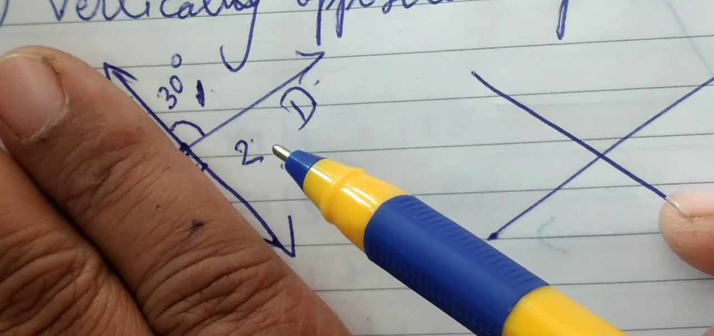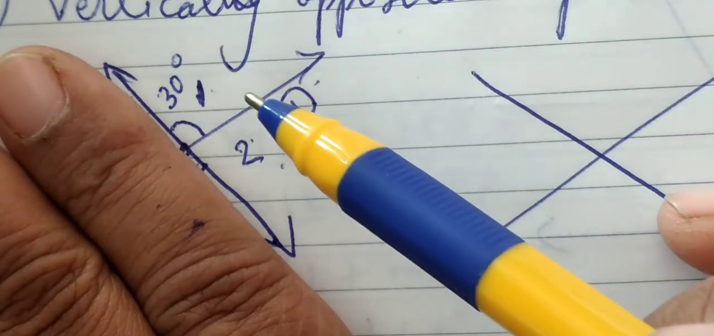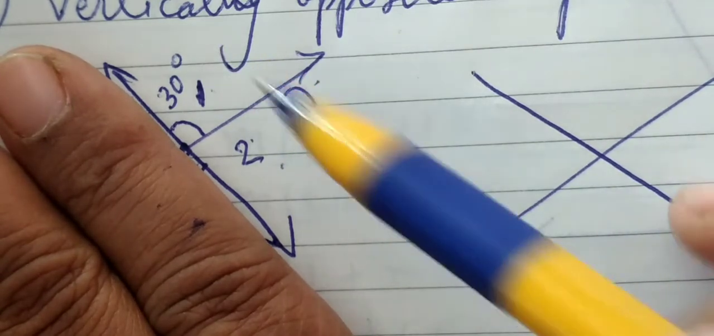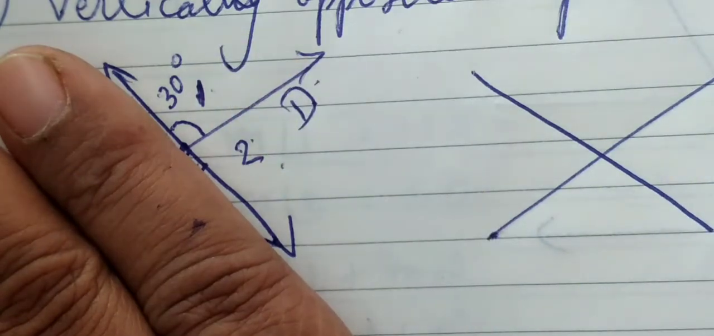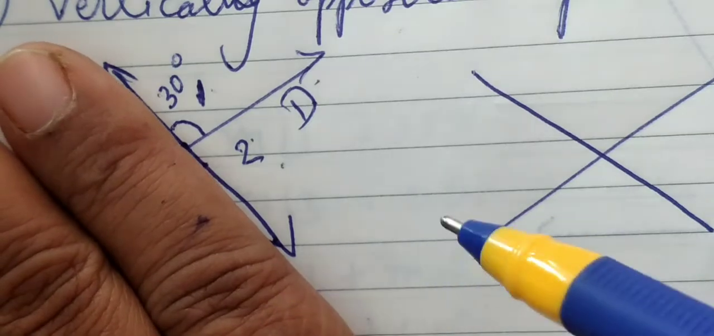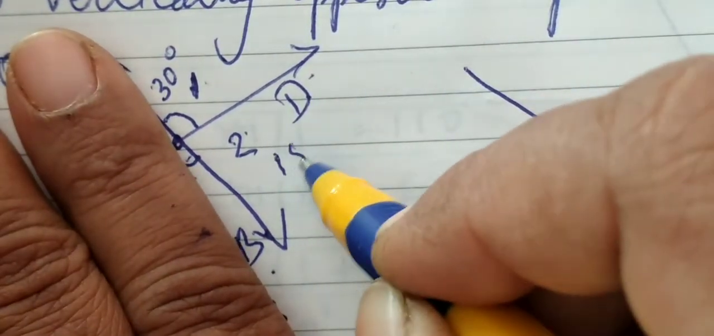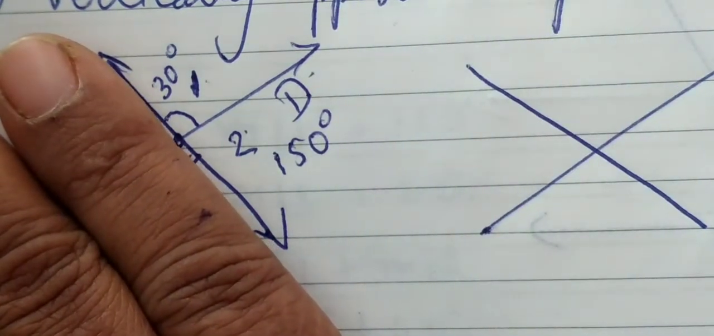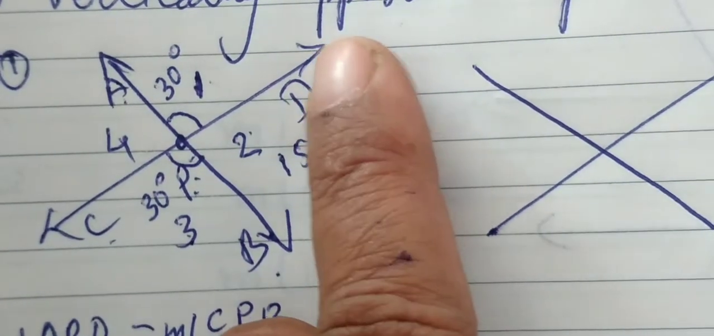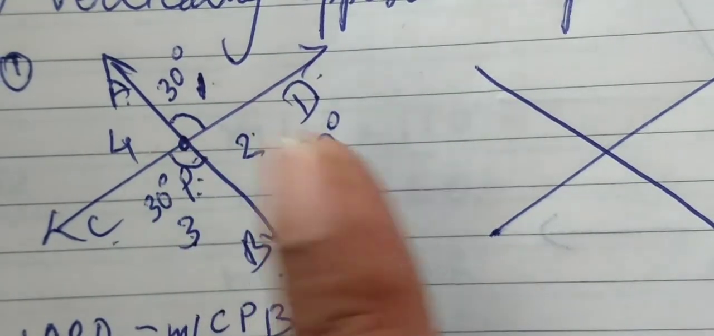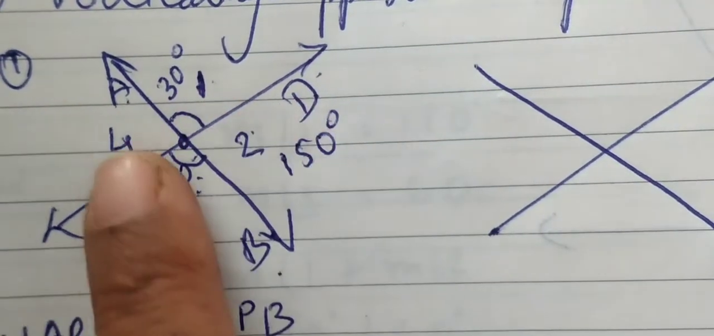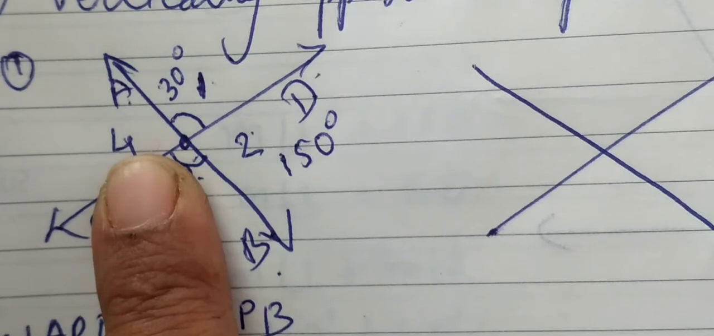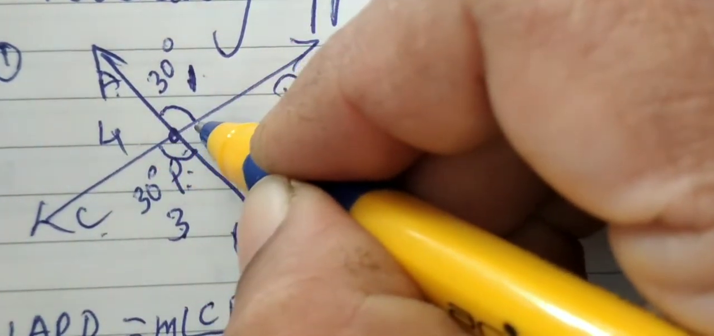And to find out the second angle in a linear pair, what do you do? आप 180 में से given angle subtract करोगे. तो when I subtract 30 from 180, what will I get? I will get 150 degrees. So I got the measure of angle DPB as 150. Then what's going to be angle 4?